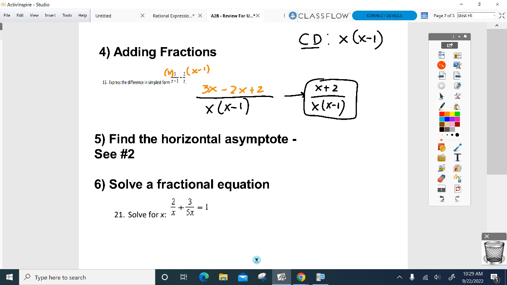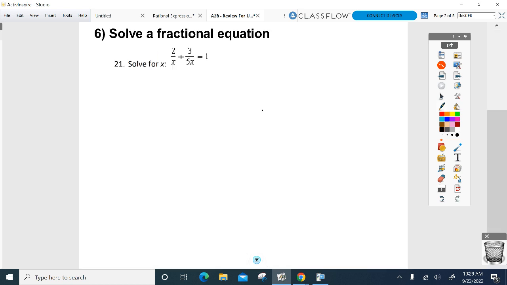All right, question 4 tomorrow deals with finding a horizontal asymptote. We just went over those rules. Okay, so that's question 4. All right, question 5. Ooh, yeah, we need work on this. We haven't used this in a couple days. Go to 21 now. These fractional equations.